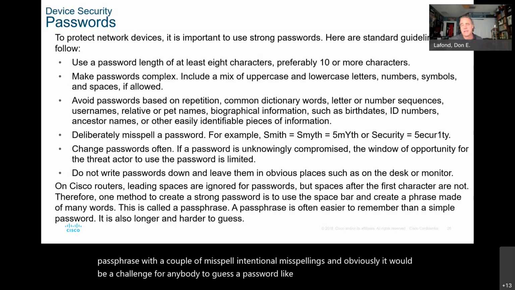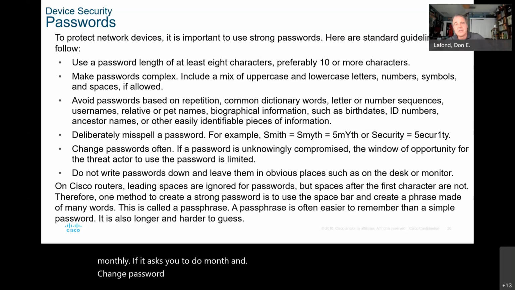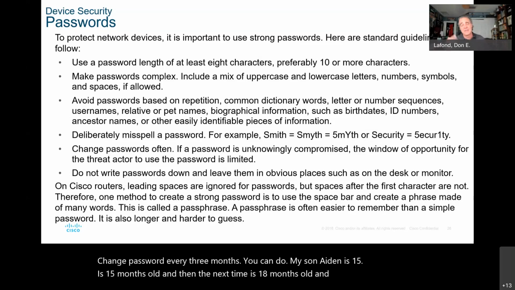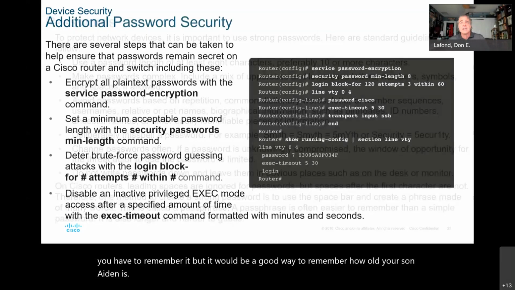And then you can update it monthly. If it asks you to change your password every 3 months, you can do "my son Aiden is 15 months old," and then the next time is 18 months old, and is 21 months old, and you'd have to remember it, but it would be a good way to remember how old your son Aiden is. All right, anyways, enough of the passwords.